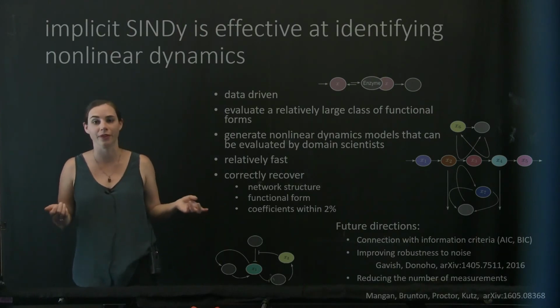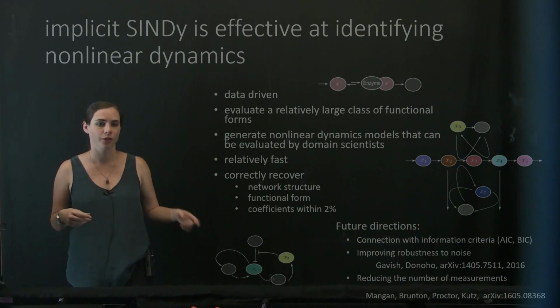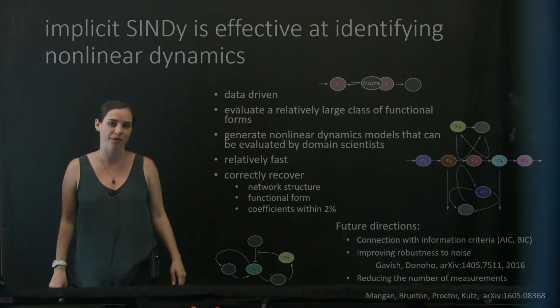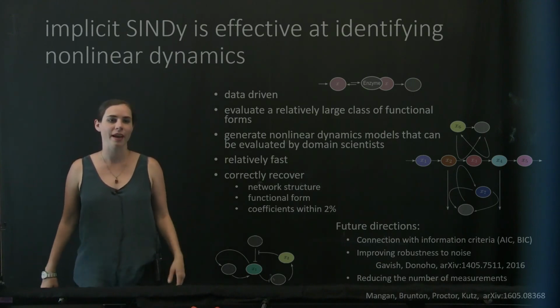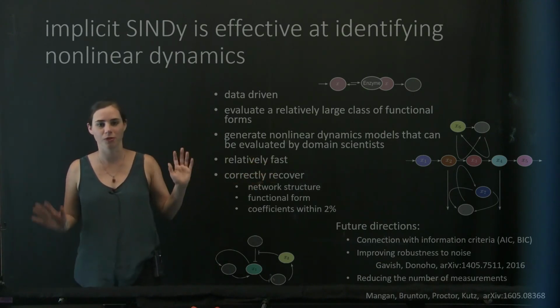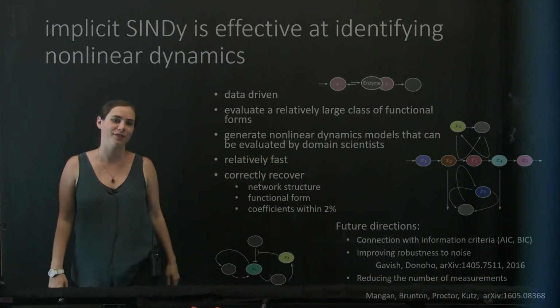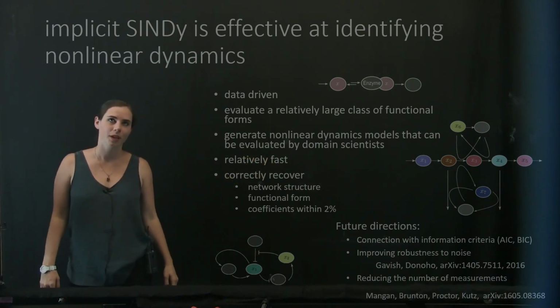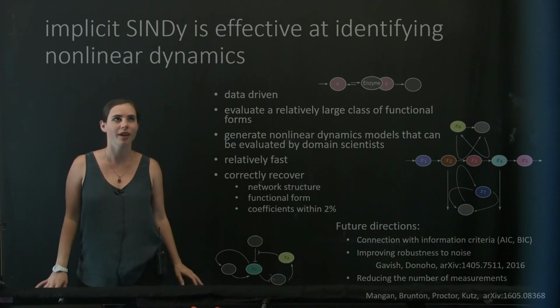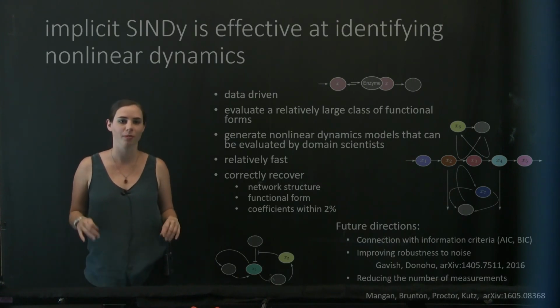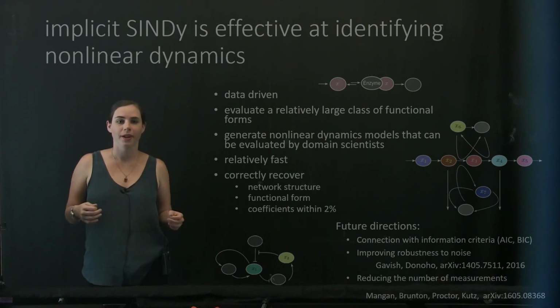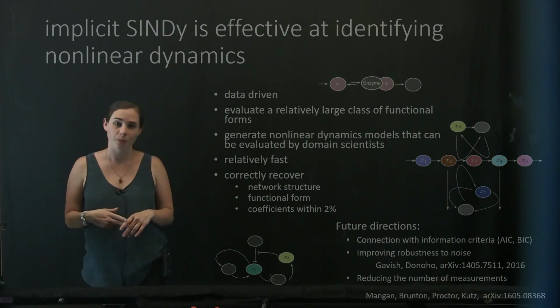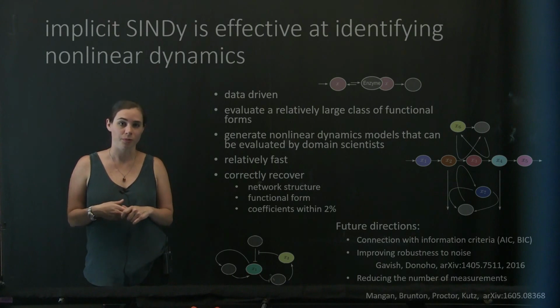The method's also relatively fast. For the 2-state variable and 1-state variable systems, it runs on my computer in a couple of seconds, and my computer is a laptop. For the large 7-state variable system, it took a couple of hours, so it was a little bit longer, but it still wasn't prohibitively slow. So using this method, we correctly recover the network structure, the functional form of the dynamics, and the coefficients within 2%.